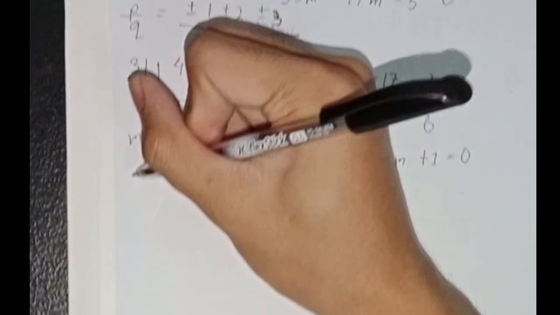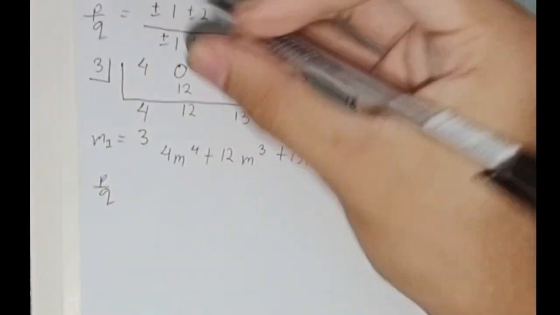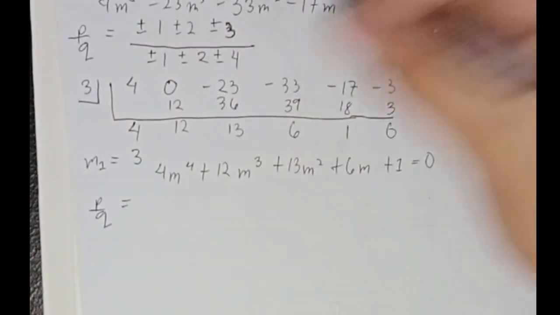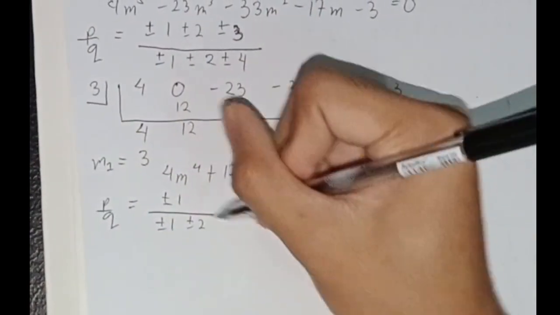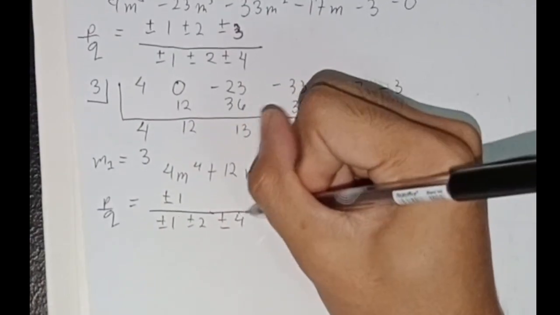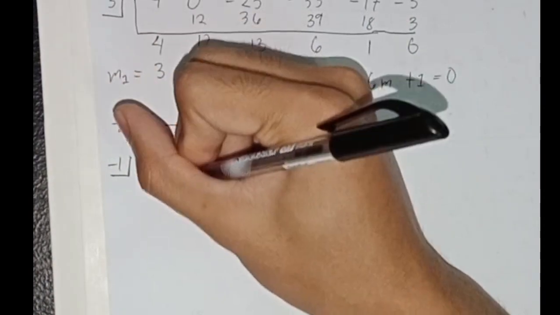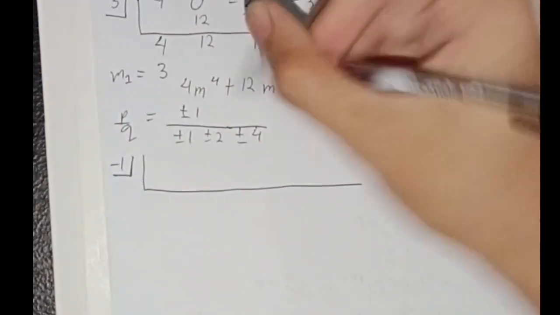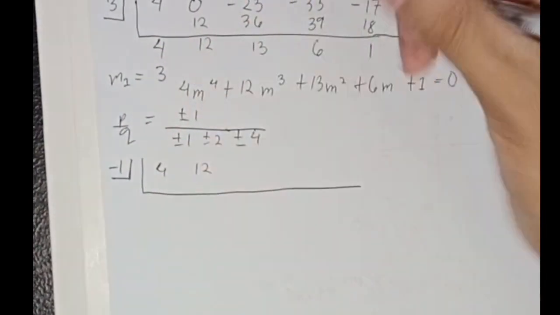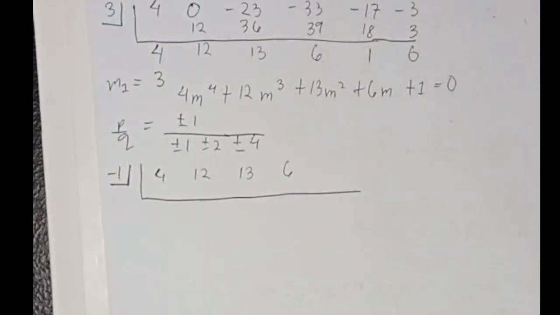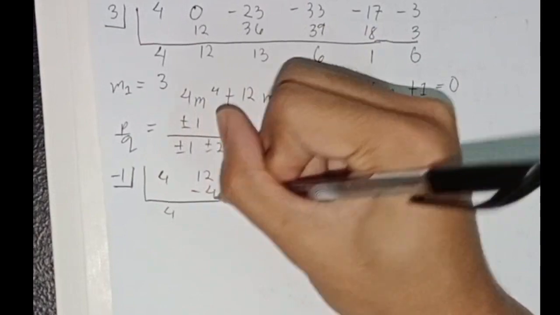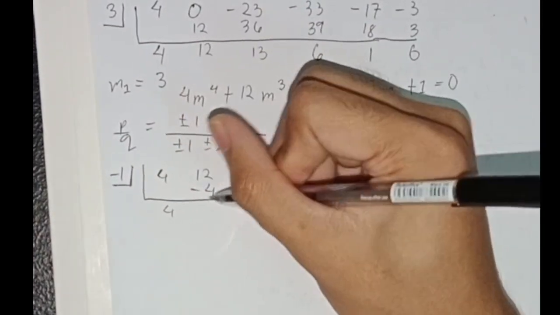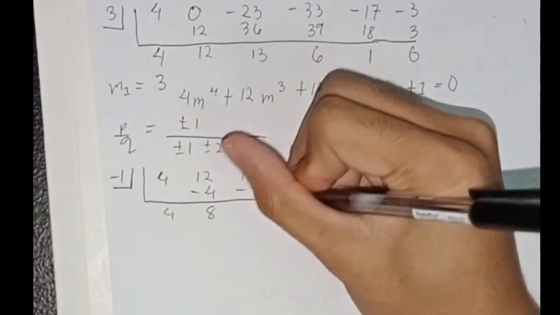To know our root, that will be for p over q is equal to the multiples of 1, that will be positive negative 1 all over positive negative 1, positive negative 2, positive negative 4, the multiples of 4. I will use negative 1 as our divisor. So copying the coefficients of our equation, that will be 4, 12, 13, 6, and 1. So bring down 4. 4 times negative 1, that will be negative 4. So that will be 8. 8 times negative 1 will be negative 8.